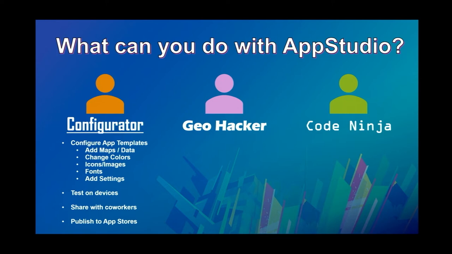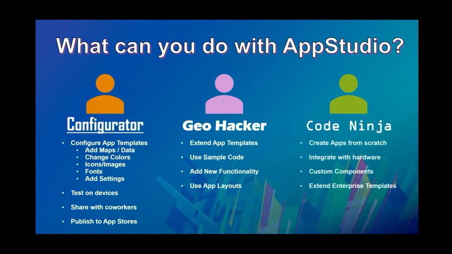At a geo hacker level, you can extend our standard templates, add extra functionality, use the sample code we have, add new functionality to maybe an existing app, maybe create an app by using one of our layouts. We have a number of layouts. Maybe you don't want to start 100% from scratch, but want a nice layout to begin with, and you'll fill in the rest with some maps and data. And then, of course, the code ninja, you might just want to start from scratch. Or maybe you want to integrate with a specific piece of hardware. Maybe you want to develop your own custom component that you're going to add into this code base, or really extend deeply one of our enterprise templates, like Survey123. That's what the code ninja would fall into. Hopefully this sets the stage for what you can do at these different levels. And of course, you can grow from one to the next. We're not putting you in a bucket or anything. This is how it works.